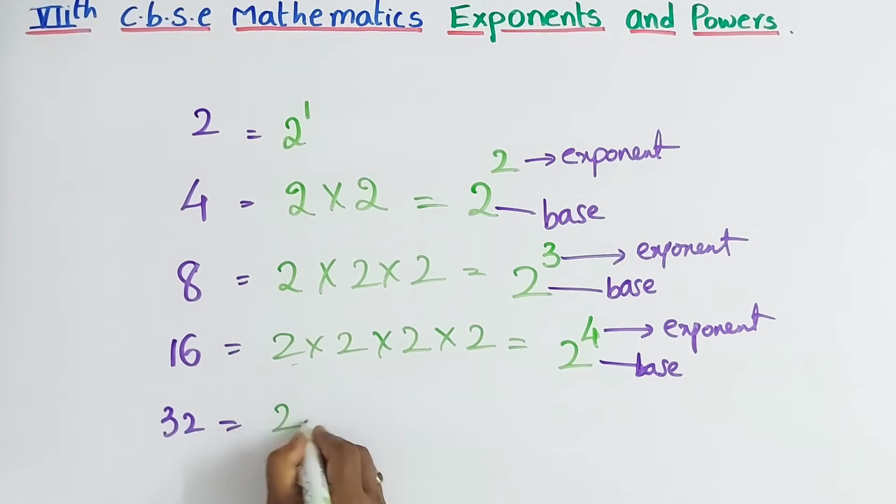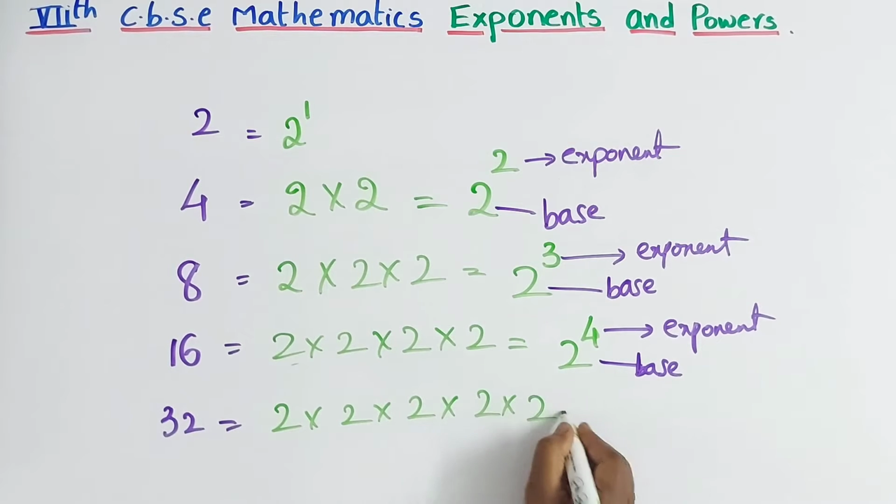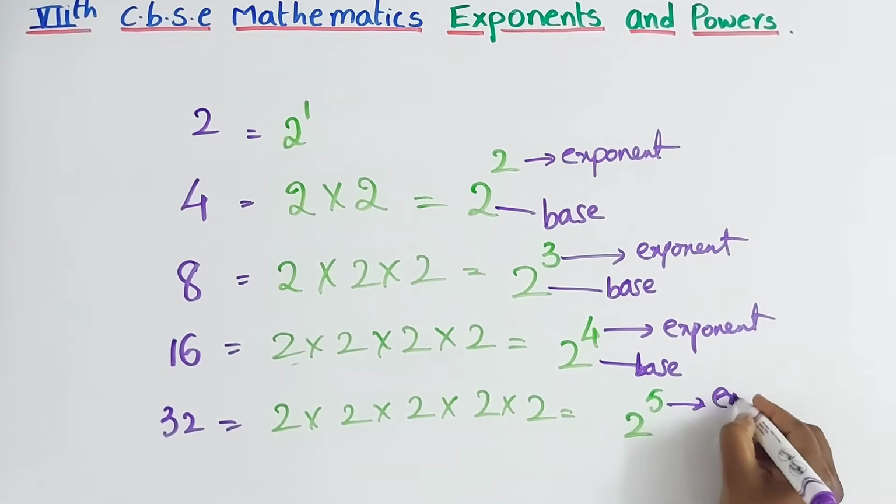32. 2 2s are 4, 4 2s are 8, 8 2s are 16, 16 2s are 32. 2 is base and 5 times we are multiplying, so 2 raised to the power of 5. So 2 is base and 5 is exponent here.